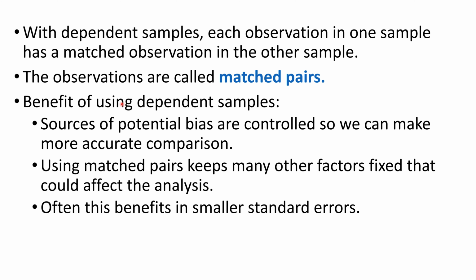Very often, using dependent samples results in smaller standard errors. Recall the calculation of a confidence interval. When the standard error is smaller, the confidence interval is narrower, so that we have a smaller range of the possible values the population parameter may fall in. And this is a good property that all statisticians want.